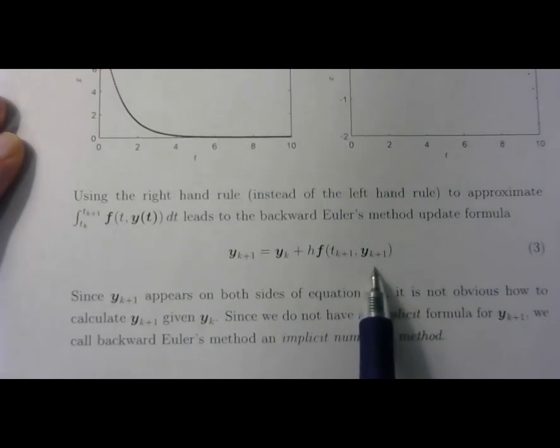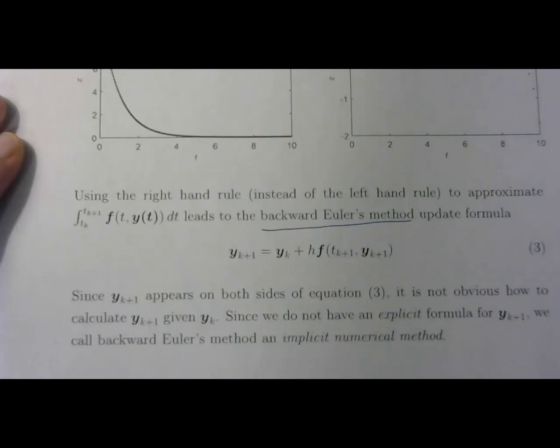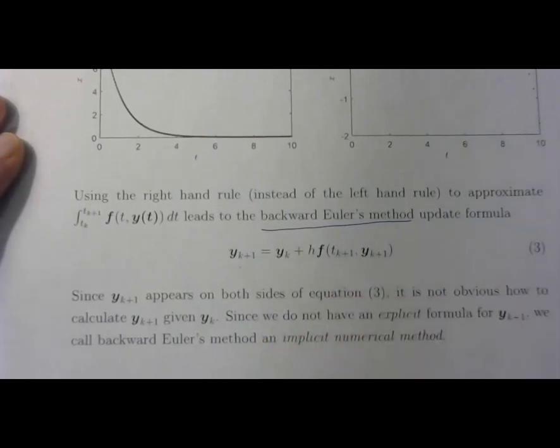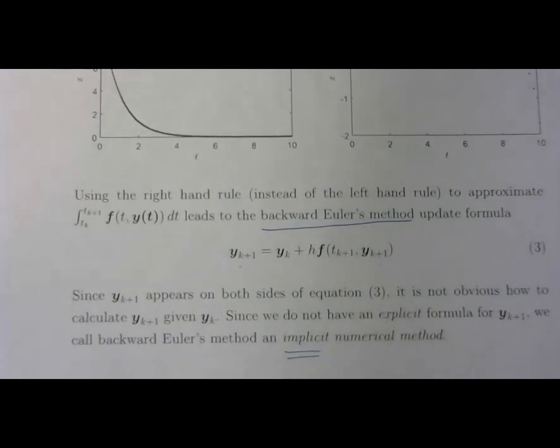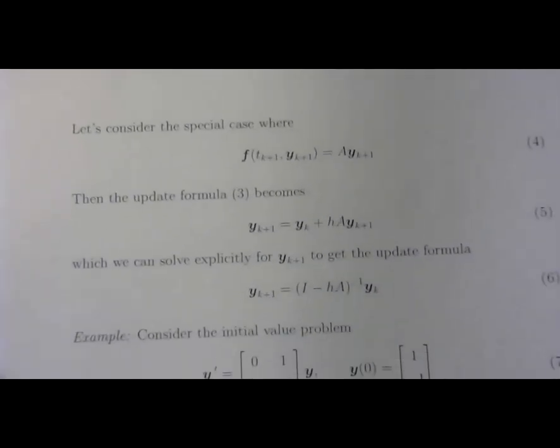Here's the issue. This is what we'll call the backward Euler update rather than forward, but it has y_{k+1} on both the left and the right-hand side. So y_{k+1}, what we usually solve for, is implicitly defined, right? This is an implicit numerical method, and we may not have an explicit solution for this. We do have some cases where we have explicit solutions, and solving for y_{k+1} is possible. So let's consider this special case.